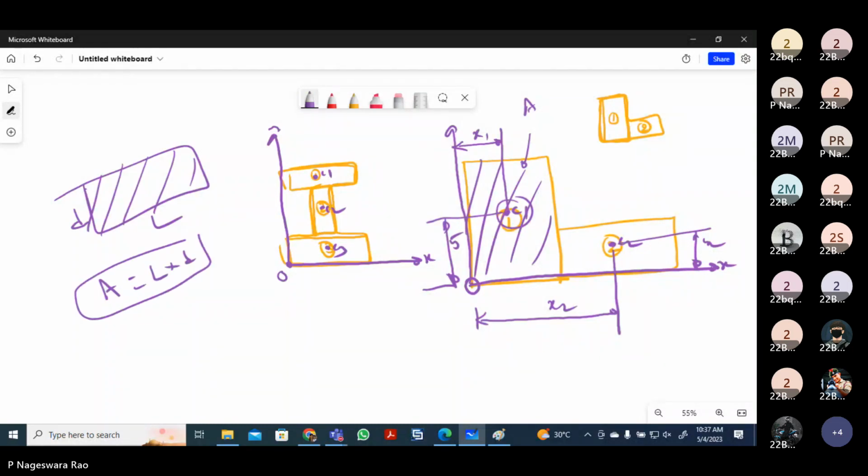This is the area formula, the area of the shape. Then the formula for the centroid is for the composite section. When you divide this composite section into several standard shapes, like in this case, the I shape is divided into three rectangles, and the L shape is divided into two rectangles.